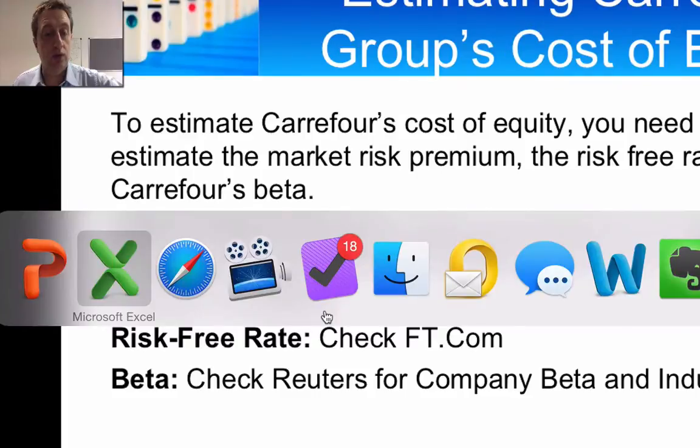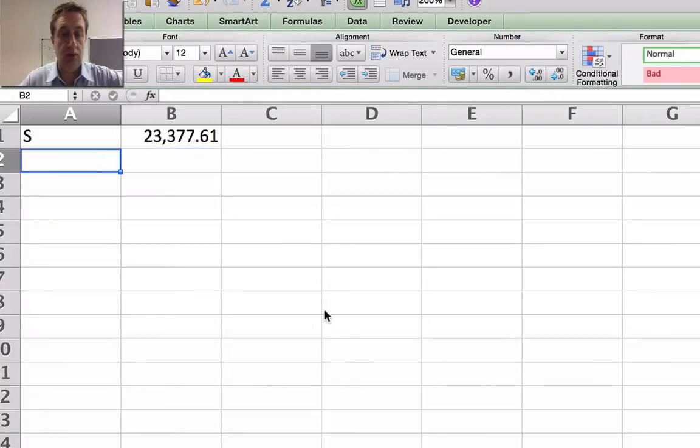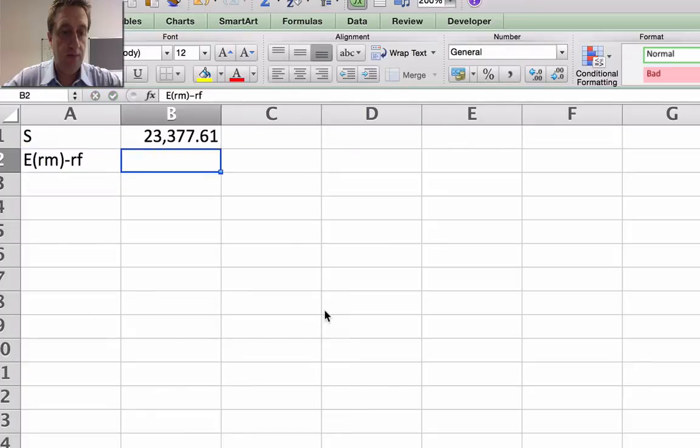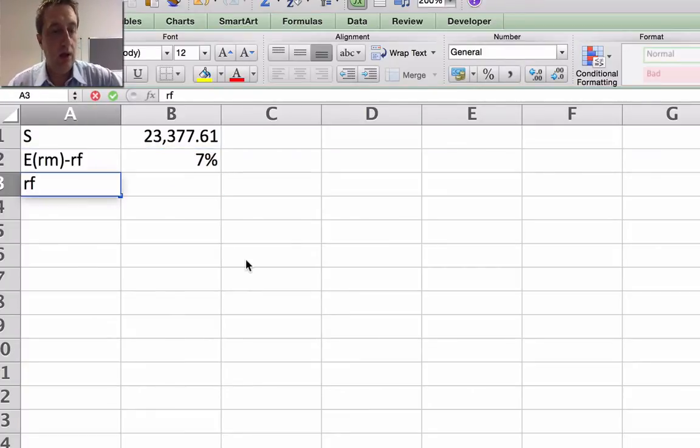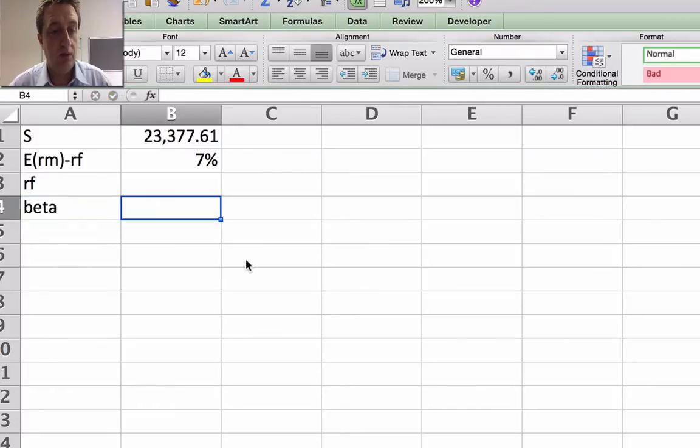But before I do that, I just want to put the market risk premium in. So RM, ERM minus RF, and we've got 7% here. Now I want to calculate RF, or find RF, and I also want to find beta as well.